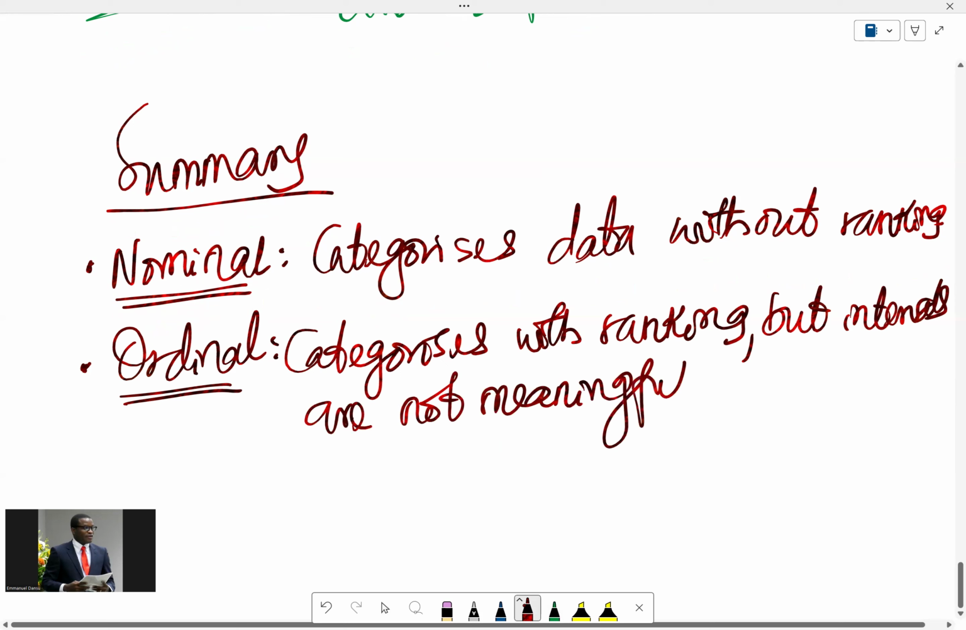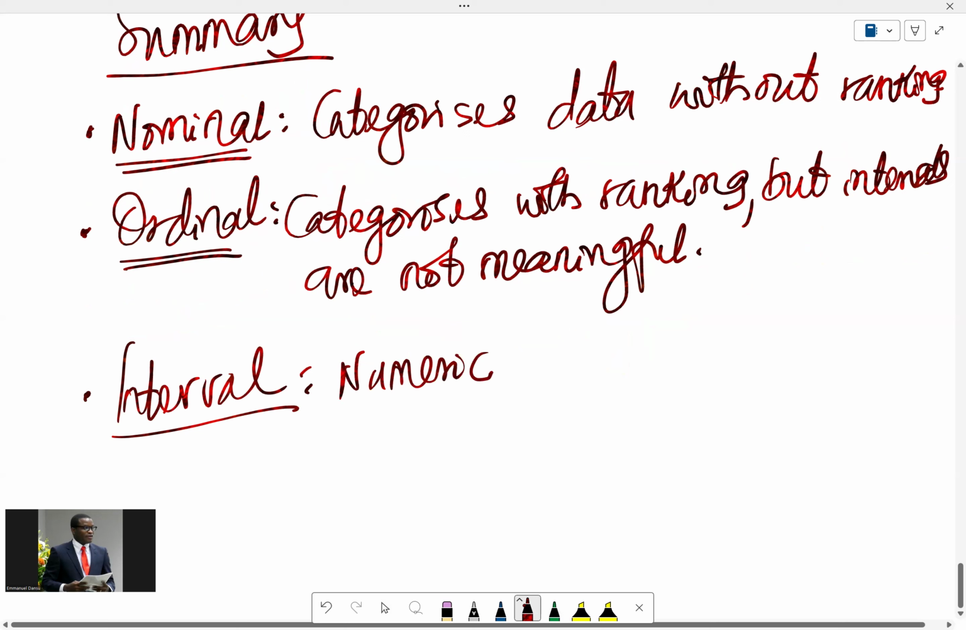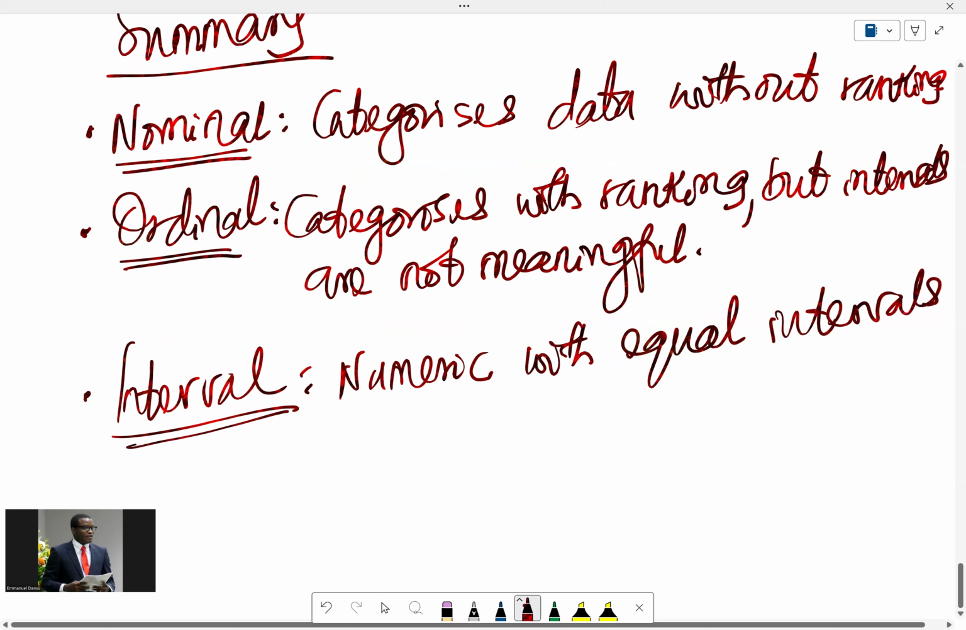Then you have what you call the interval scale. That is actually numeric. So you can say nominal and ordinal... okay, let me be quiet about that so I don't confuse you. So interval, you have numeric with equal intervals, but no true zero.